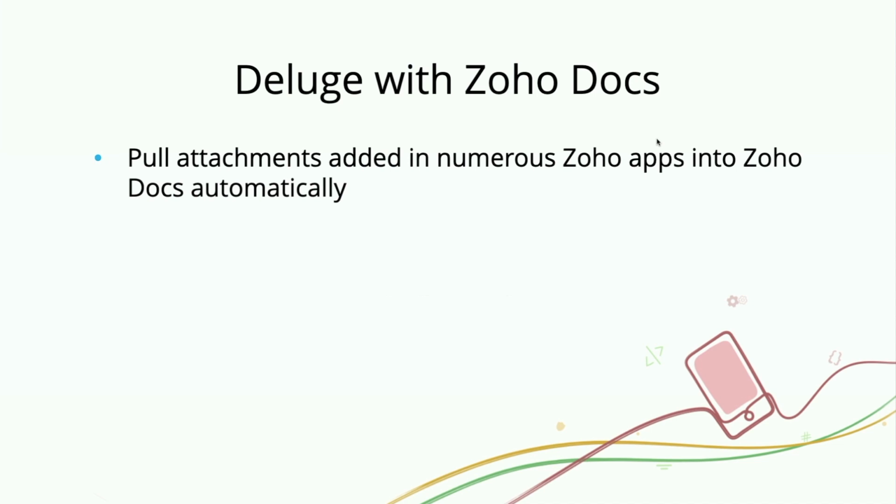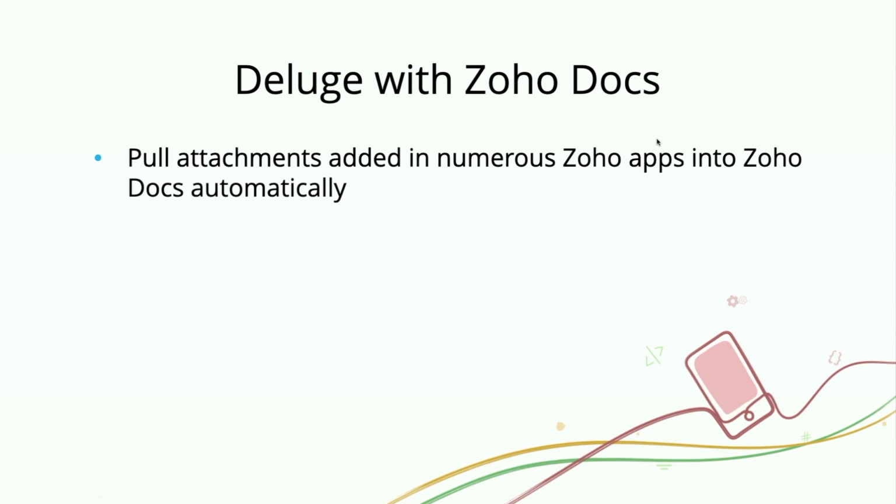So if it's CRM, if it's Projects, if it's Desk, and consolidating them into Work Drive, so immediately pulling them into Work Drive for you. In the meantime, while that's something that we're still working to add, there are a couple things you can do with Deluge that will help. You can pull attachments from all these different applications into Work Drive automatically.